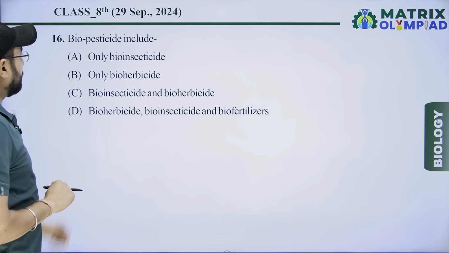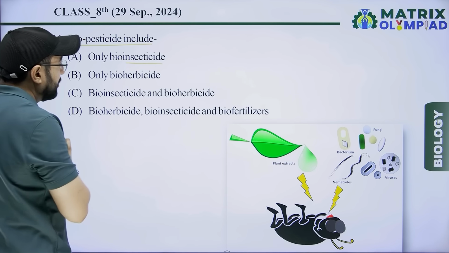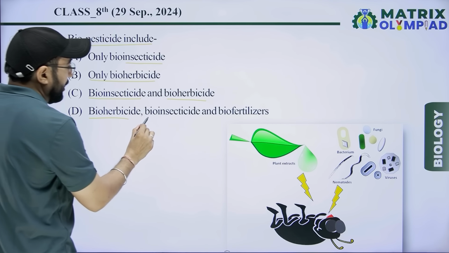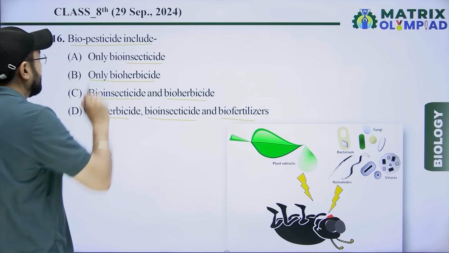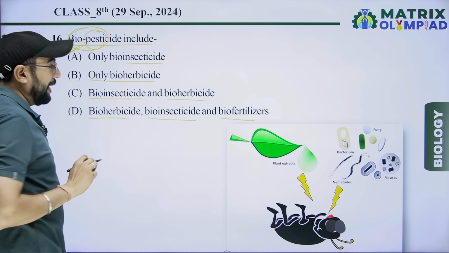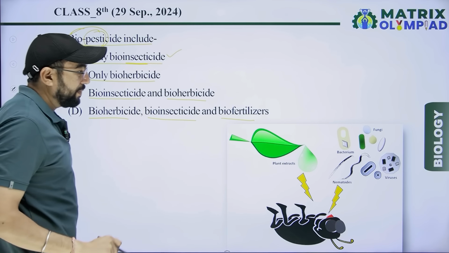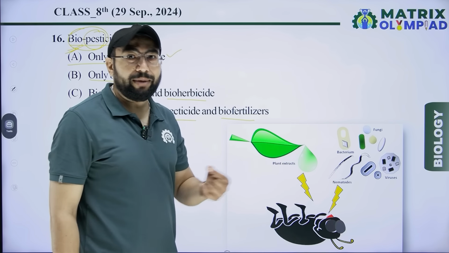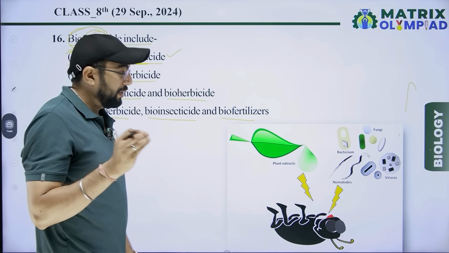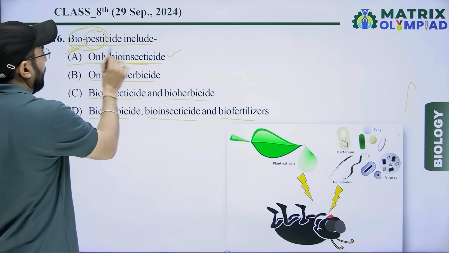Next question is, biopesticide includes: only bioinsecticide, only bioherbicide, bioinsecticide and bioherbicide, or bioherbicide, bioinsecticide and biofertilizer. Pests include insects. So biopesticide prevents insects. So the right answer is bioinsecticide. Plant material or naturally occurring microbes are used for prevention of insects. Biopesticide is a biological insecticide that is used to protect crops from insects. So according to the question, our right answer is only bioinsecticide.